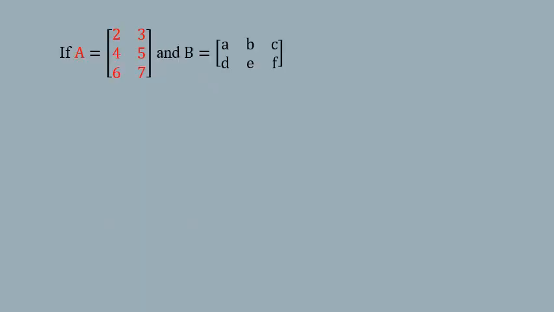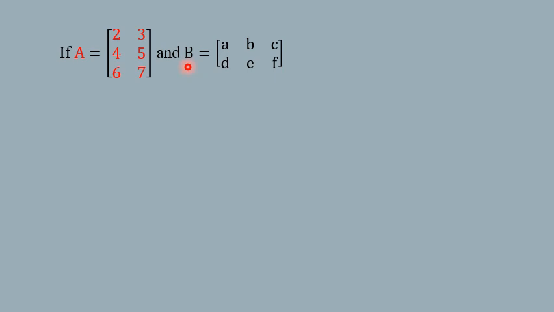Let's consider two matrices, matrix A whose order is 3 by 2 because this matrix contains 3 rows and 2 columns, and matrix B whose order is 2 by 3 because this matrix contains 2 rows and 3 columns. Now, is it possible to find the product AB? The answer is yes, because the number of columns in A, that is 2, and the number of rows in B, that is 2. So the number of columns in A is equal to the number of rows in B. So it is possible to find product AB.